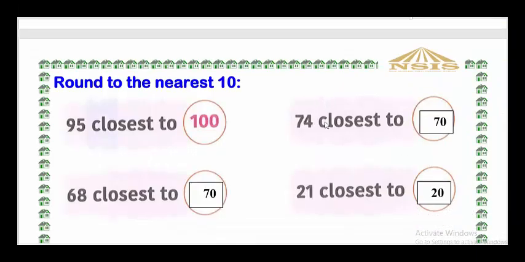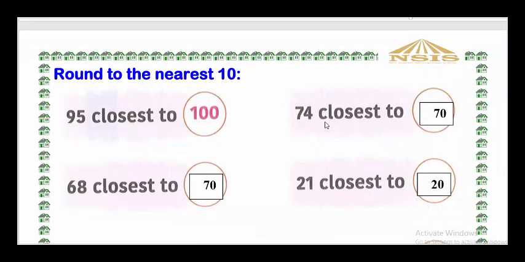And finally, please open your booklet, page 34, to check your answers for the homework for the nearest 10 and the nearest 100. Round to the nearest 10. 95 to the nearest 10. What are the ones? Ones is 5. And 5 is a rich number, so 9 will be 1 more. It will be 10. So the answer will be 100.